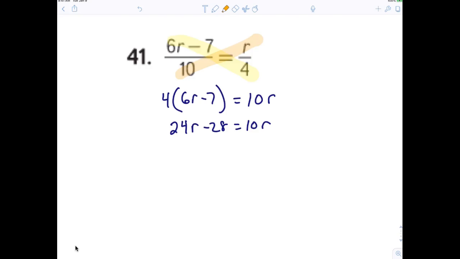All right, now I'm going to go ahead and move the 24r to the other side. If I move it over, it becomes negative 24r, right? So now listen, guys. Come on, you guys are brilliant. If I make it negative 24r, that means there's going to be what? Negative what? Negative 14r. Did I hurt anybody's feelings? Look, this then would be negative 14r equals negative 28.